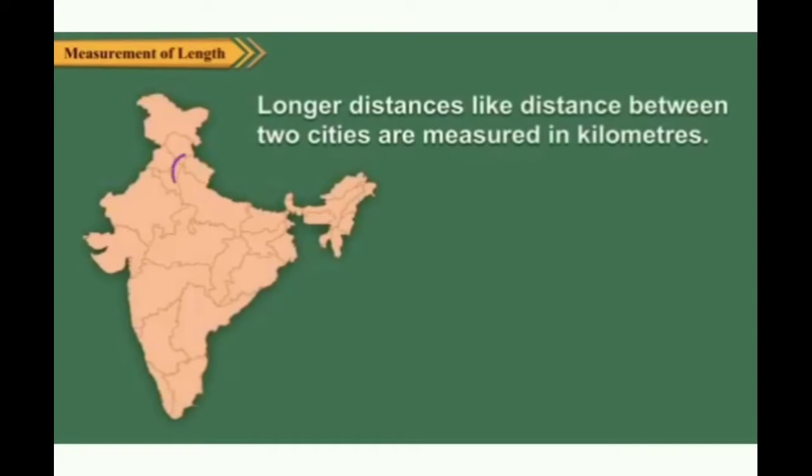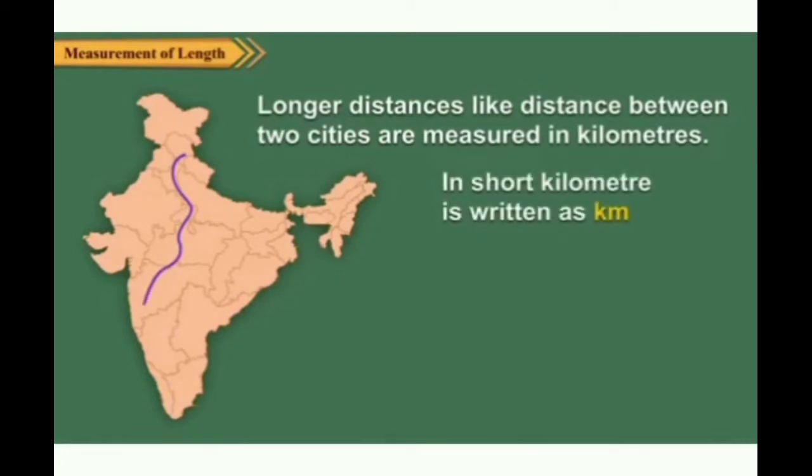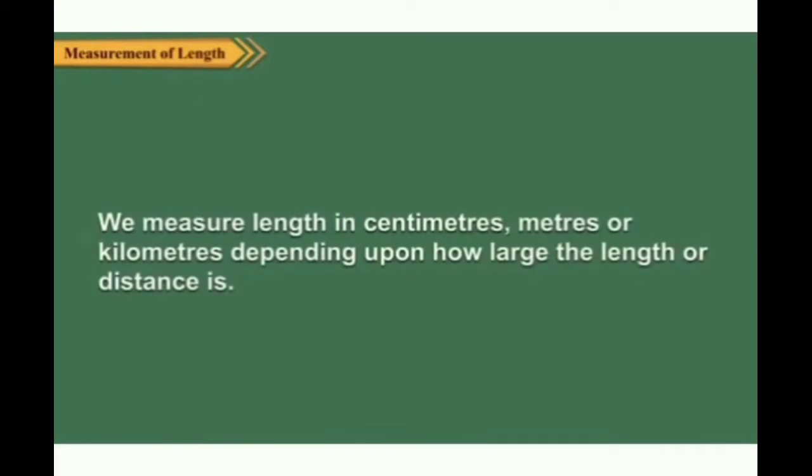Longer distances like distance between two cities are measured in kilometers. In short, kilometer is written as km. In fact, 1 kilometer is equal to 1000 meters. We measure length in centimeters, meters or kilometers depending upon how large the length or distance is.